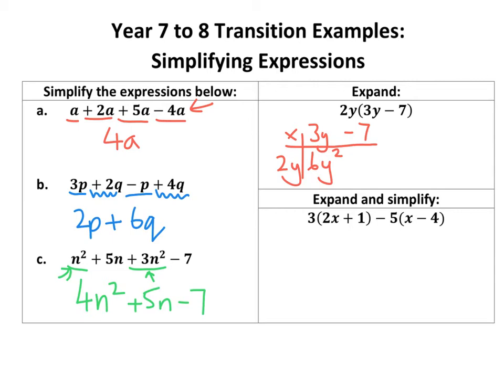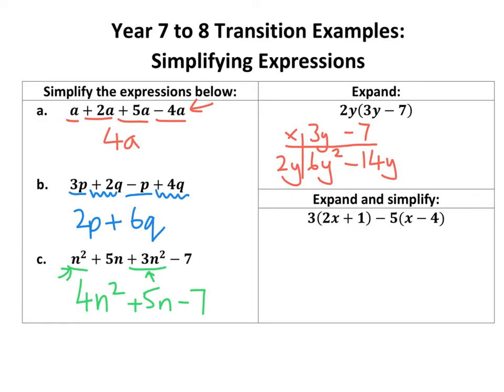Now, 2y times minus 7 is minus 14y. Essentially, if I ask you what 7 lots of 2y are, it'd be 14y, but it's minus 7 lots of 2y, which gives you minus 14y, or negative 14y.